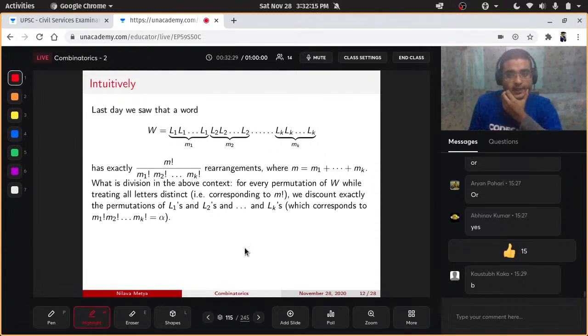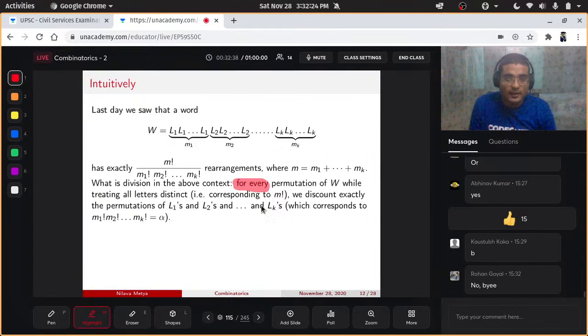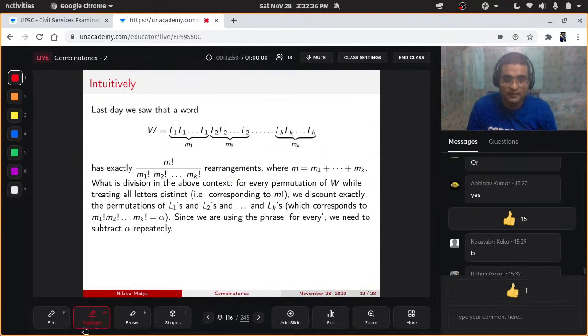But here is the key: we are doing this for every permutation. For every permutation, we are removing this, which means we are subtracting repeatedly. And what is repeated subtraction? Repeated subtraction is just division, just like repeated addition is multiplication.